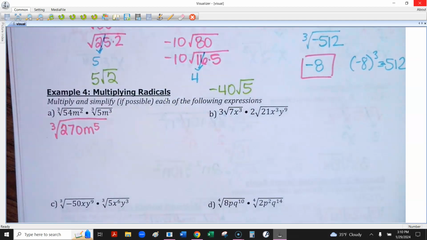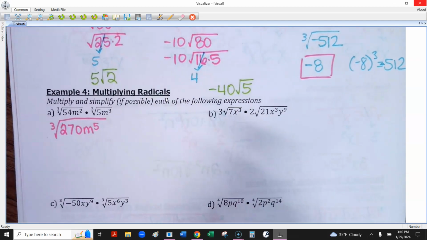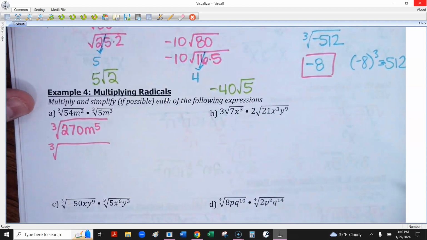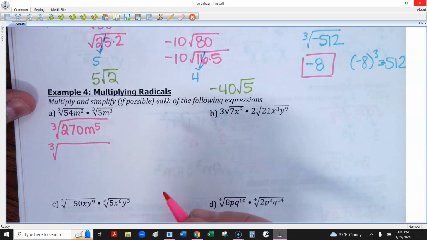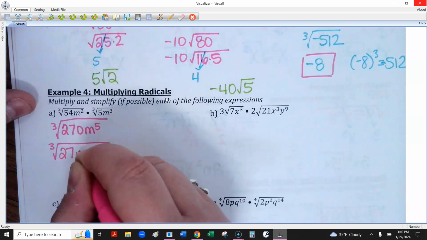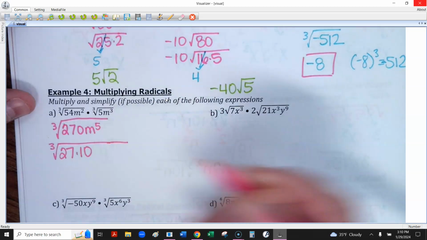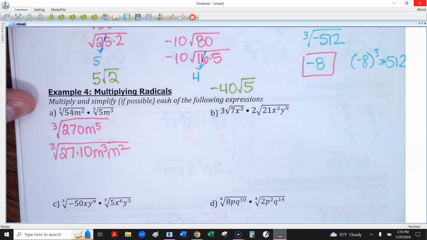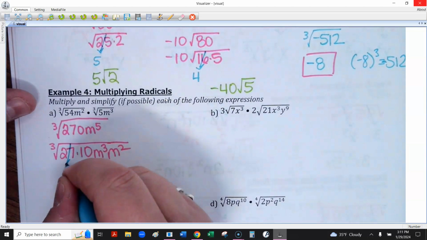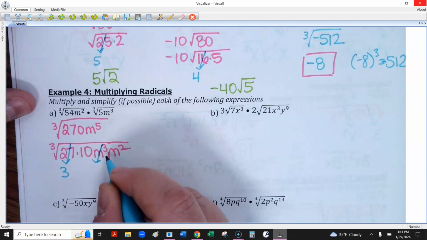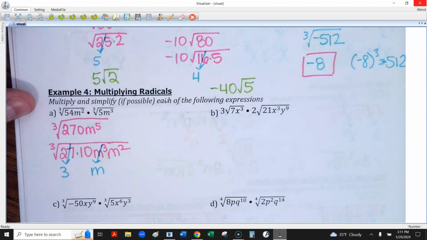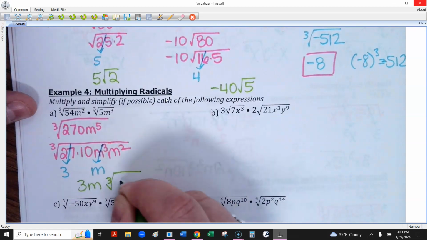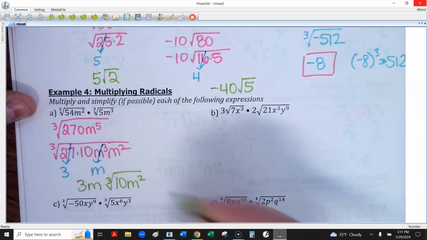Okay, I would put them together first and then break it apart from there. Now, under a cube root, the biggest perfect cube that's going to go into 270 is going to be 27. So 27 times 10, and then I'm actually going to break that variable back apart. We're going to do 3 and 2. Remove any perfect cubes. Cube root of 27 is 3. Cube root, exponent divided by the root, that would come out as m. So we would have 3m, and then left under the cube root, 10m squared.